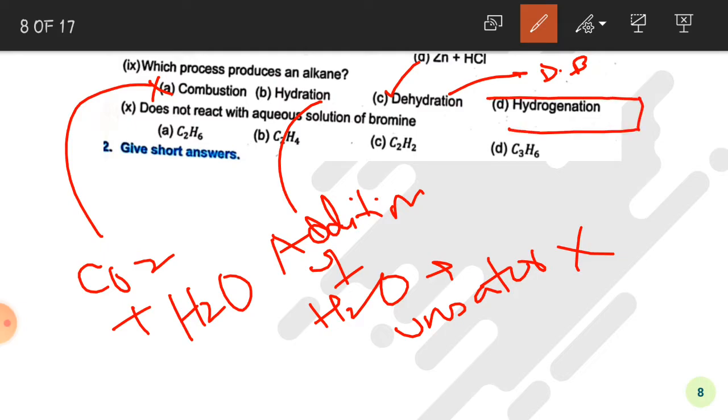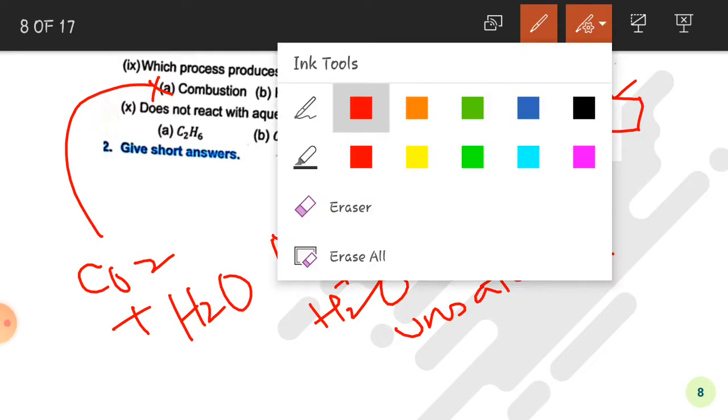We have the correct option, that is the hydrogenation. We know that when hydrogen atoms are added across the double bond or a triple bond in an alkene and alkyne respectively, then that results in the formation of an alkane. So hydrogenation is the correct option for this MCQ.